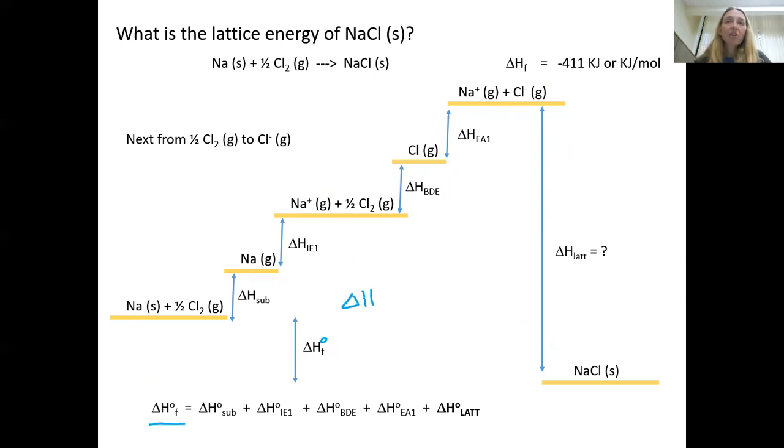My delta H of formation is going to equal the sum of all of the steps. I'm going to look at every single step in my whole entire cycle, and the delta H of formation has to equal all those steps. So delta H of formation equals delta H of sublimation, delta H of ionization energy 1, delta H of bond dissociation energy, delta H of the ionization energy, and then delta H of the lattice energy. I put this in bold because this is the variable that I want to find.